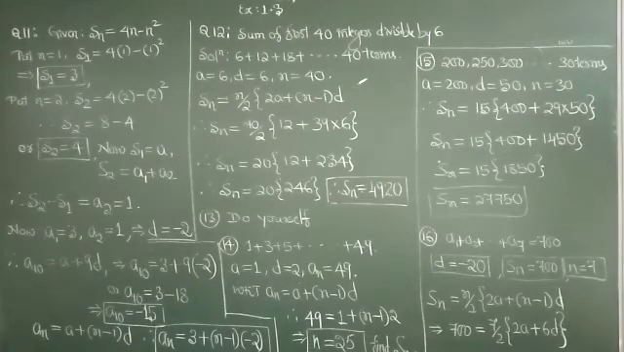Coming to question 15. A contract on construction job specifies a penalty for delay of completion beyond a certain date as follows. That means whatever work is assigned, that should be completed. If it is not completed, you have to pay a penalty. How much do you have to pay? If you are 1 day late, 200 rupees. 2 days late, 250. Third day, you should pay 300. Like that it goes on.